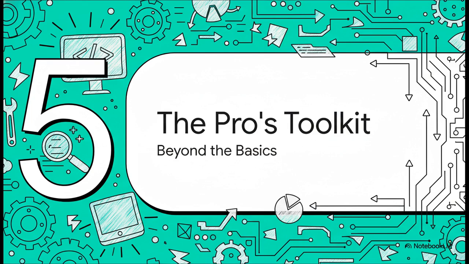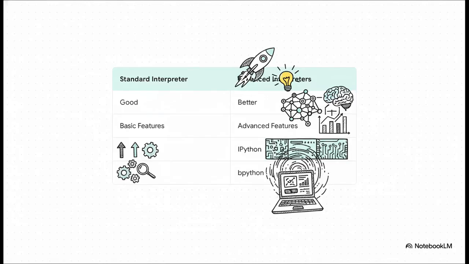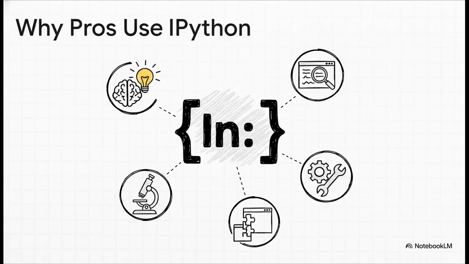Once you're ready to move beyond the basics, there is a whole world of enhanced interpreters just waiting for you. Think of it like this. The standard interpreter is good. It's a great starting point. But tools like IPython and bpython are on a completely different level. They take all the features we just talked about and crank them up to 11 with advanced capabilities built for serious development. Let's just take a quick look at IPython.